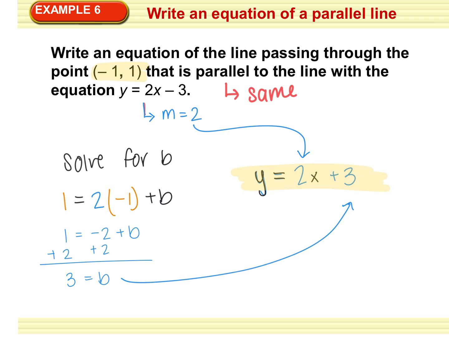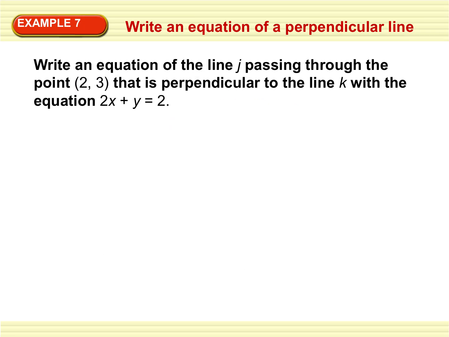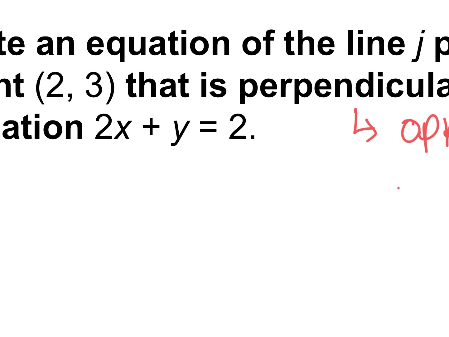So looking at the next one, now it's telling me they're perpendicular lines. So again, what do we know about perpendicular lines? They're opposite reciprocal. So I'm going to go ahead and write that down. It has to be opposite and reciprocal. So is this written in slope-intercept form? No. So now I need to go ahead and rewrite it in slope-intercept form.